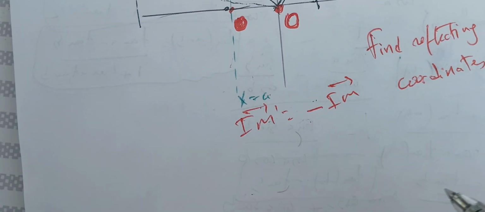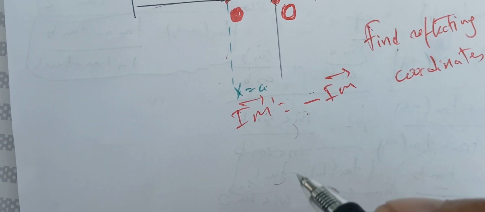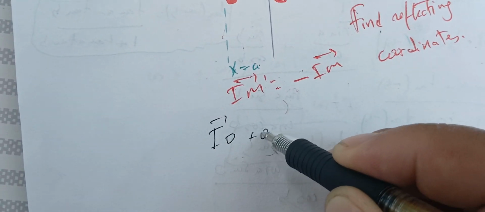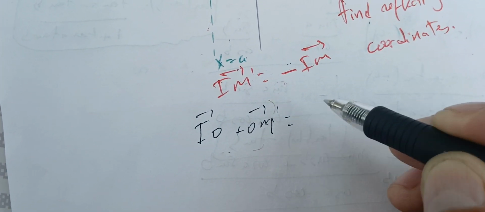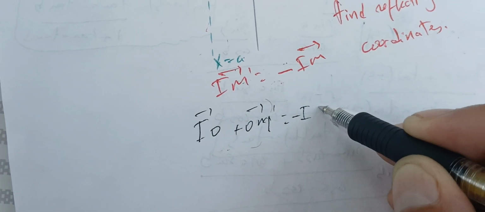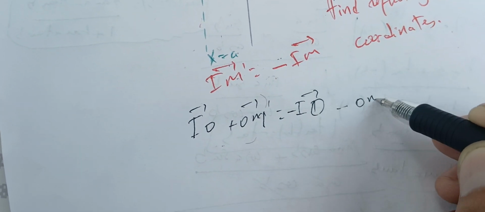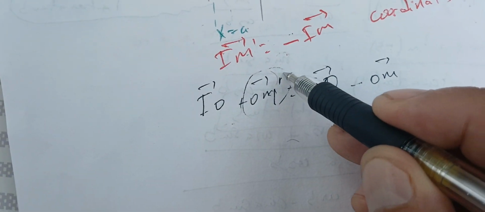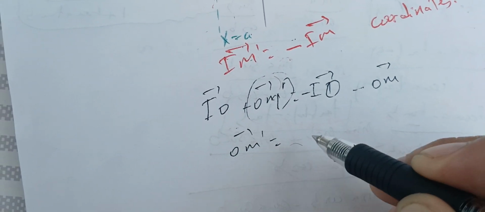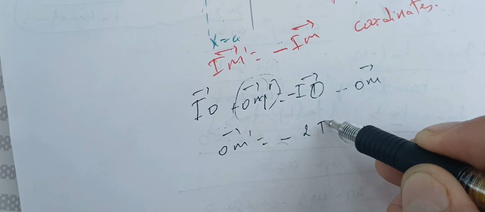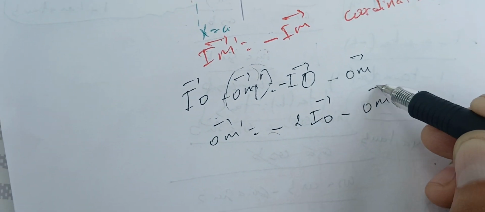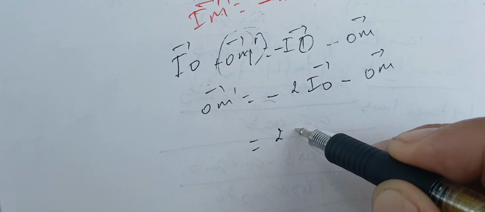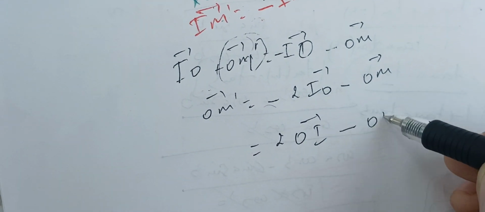So now we can use vector addition. Here we add the vector O, so we have AO plus OM prime is equal to minus AO minus OM. Our interest is in OM prime, so OM prime is going to be minus 2IO minus OM. But since we are interested in the origin, we're going to write 2OI minus OM.